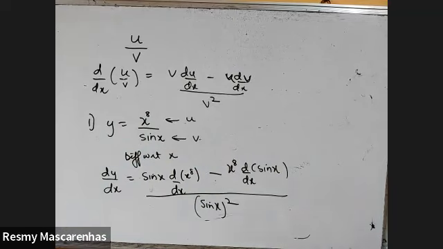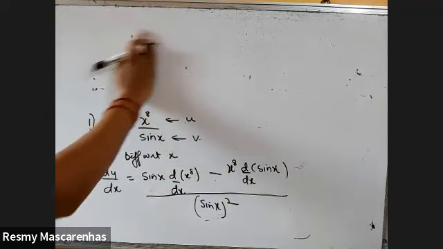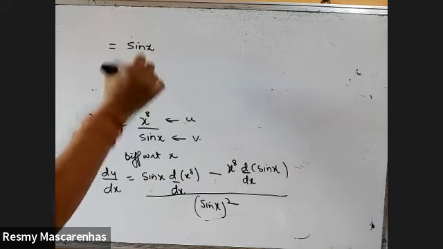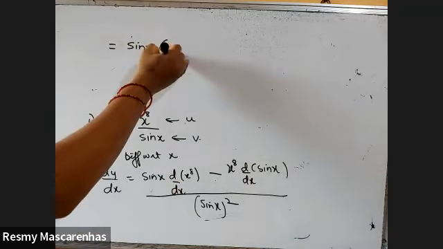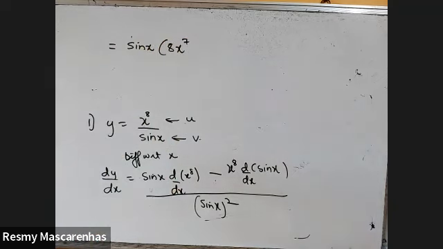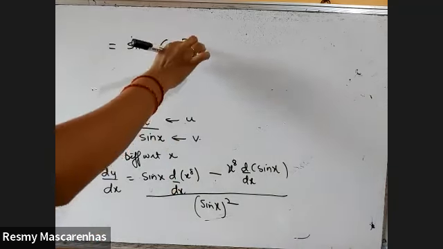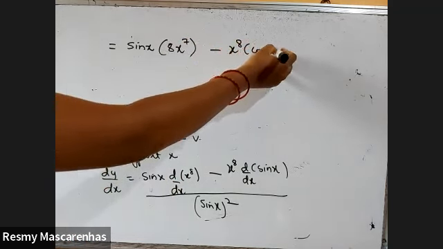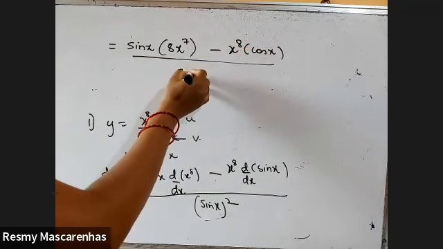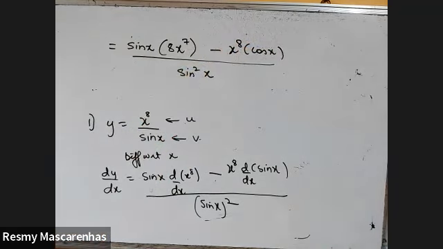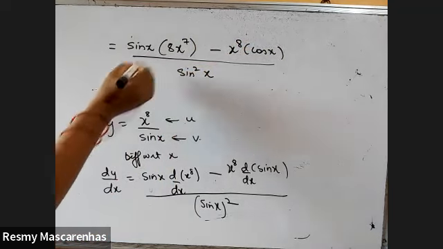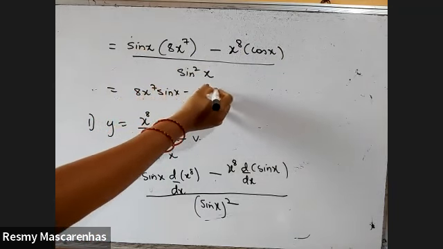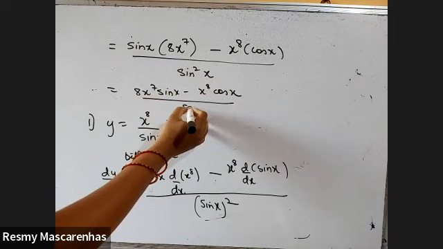Now just simplify this. The derivative of x raised to 8 is 8x raised to 7, that is x raised to n minus 1. The derivative of sin x is cos x, upon sin x the whole square, which can be written as sin square x. That's the answer. You can just arrange and write it in front. This is the answer.